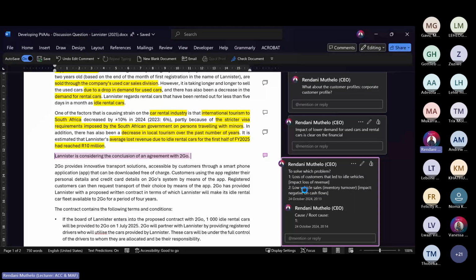That's the problem. But now, to solve a problem, you need to first understand where it's coming from. Because usually the problem is solved by understanding where it's coming from. If you deal with where it's coming from, then the vehicles will no longer be idle. You'll then be able to sell the vehicles. But what is the problem based on what we have read?